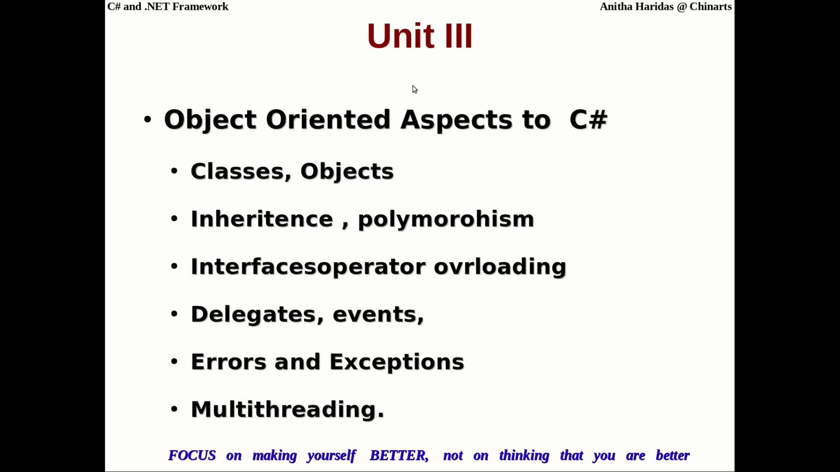In this video, we are going to cover the object-oriented aspects of a C# program. We will be talking about what is a class, what is an object, and the different concepts that come under classes. Then we will also talk about the properties of the object-oriented approach: inheritance, polymorphism, interfaces, operator overloading, delegates, exception handling, multi-threading, etc.